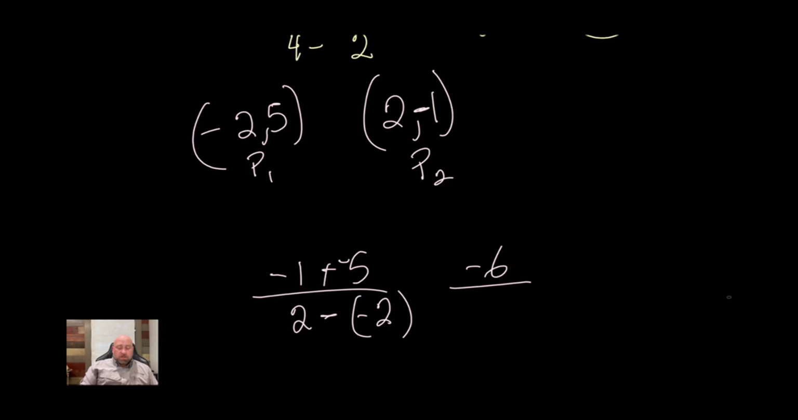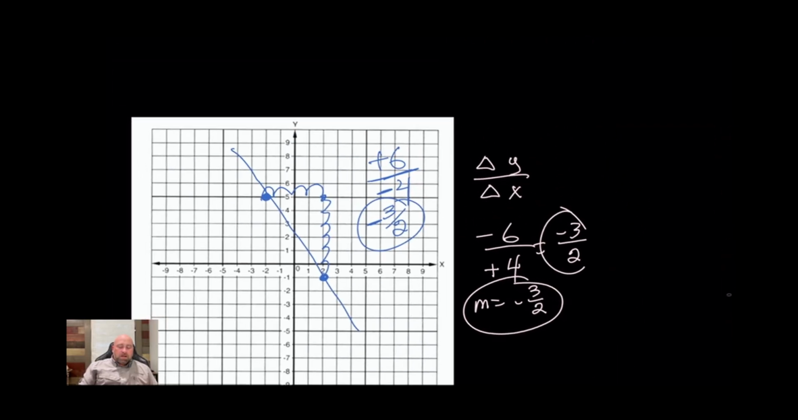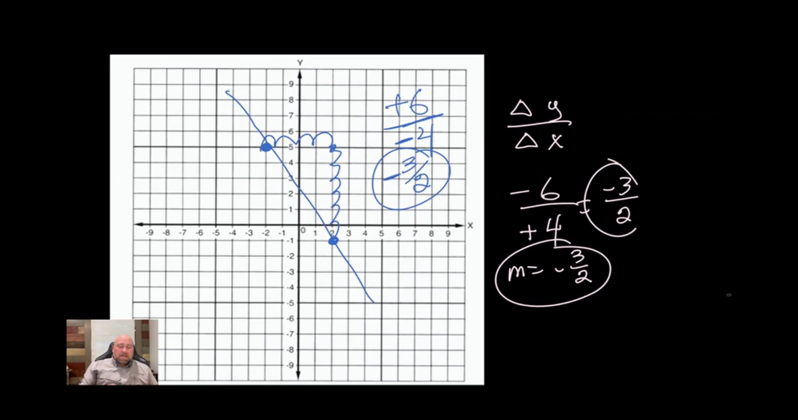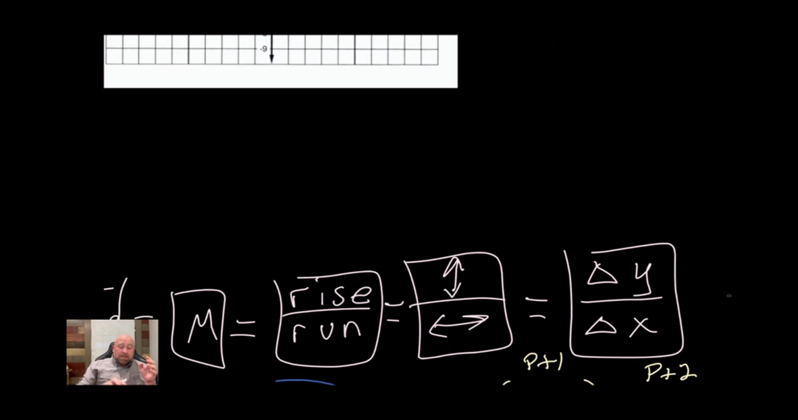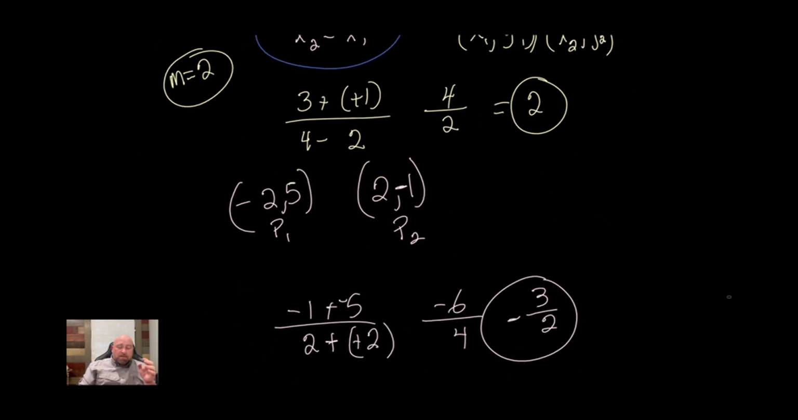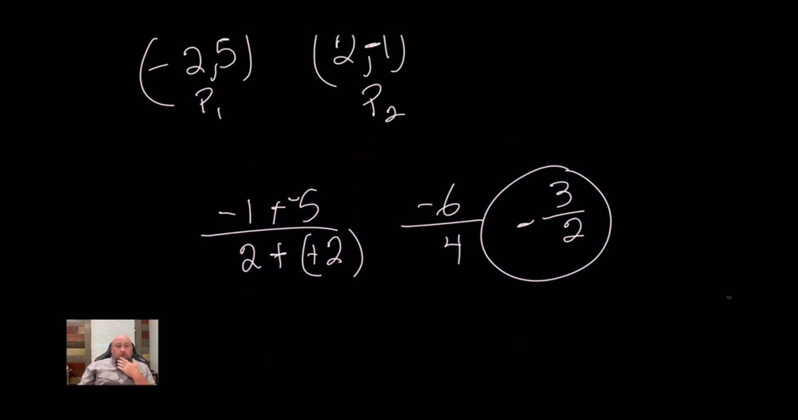Over here we do the same, change the sign of the second and add, and that's over 4. We've had this before. What did we do? We reduced it and we got 3 over 2, and that is a negative slope. So the same thing that we did up here, when we counted it out and we had the change in y over the change in x, we counted it out on the graph, we got the same answer when we did it mathematically here using the formula. You can do it either way you want.